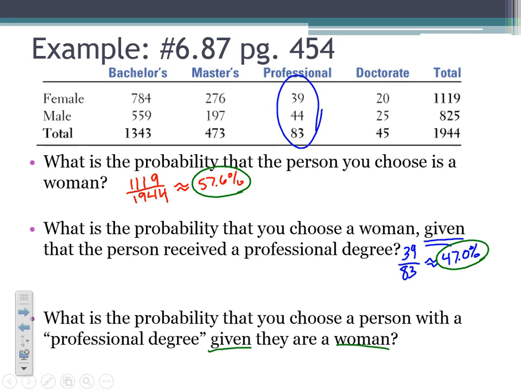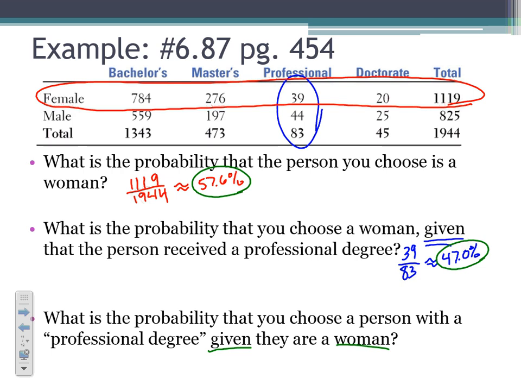Okay? Again, whatever I'm given narrows the scope of what I'm looking at. So last time we were given professional degree, so we focused in on this circle, but now we're given female. So we're going to look at this subset of information, and we're going to answer our question off of this. Okay? So in that area, what's the probability of having a professional degree? That would be 39 out of 1,119, which would come out to be approximately 3.5%. Okay?